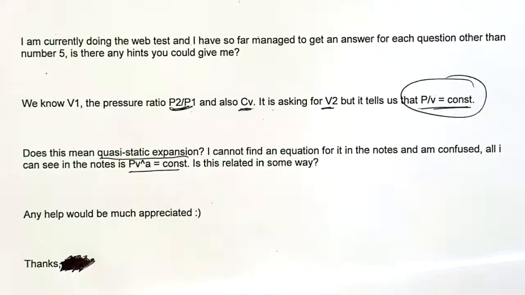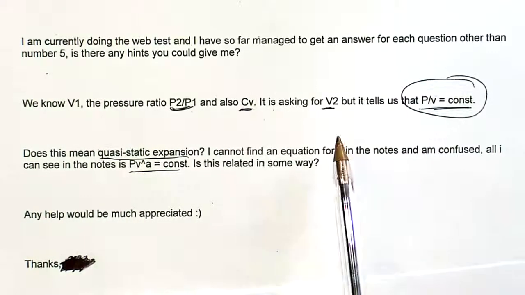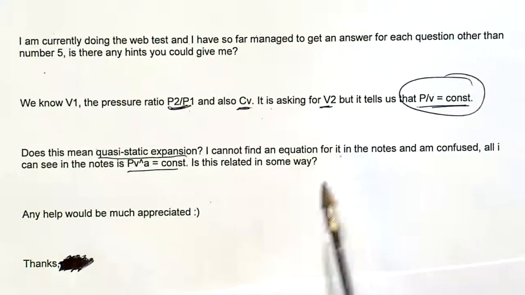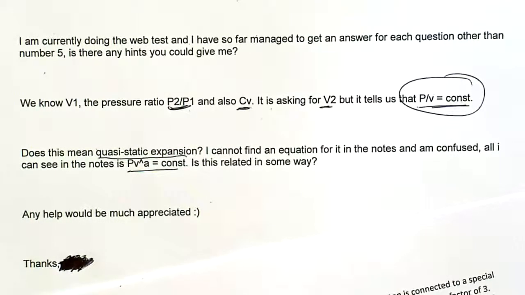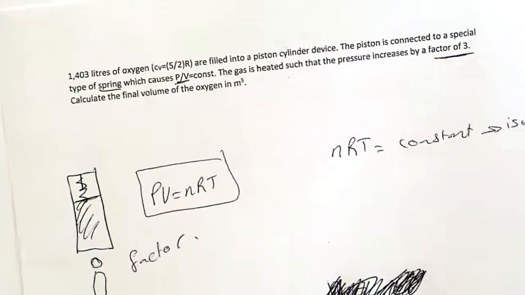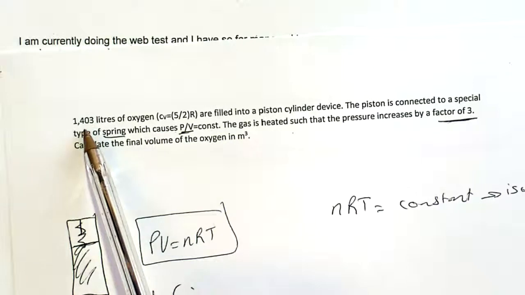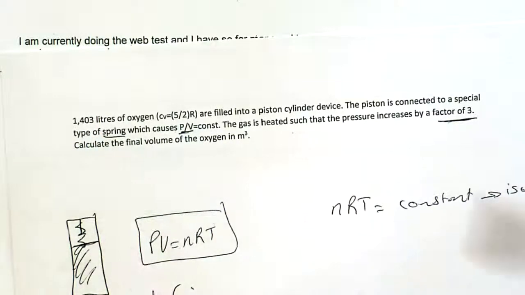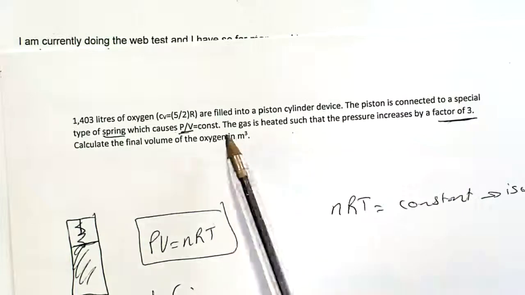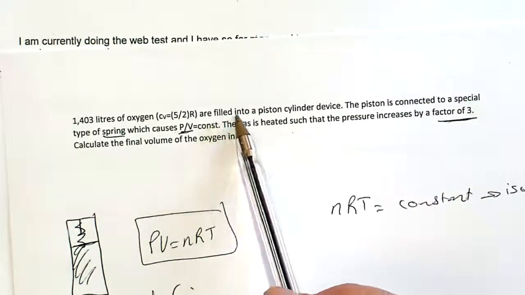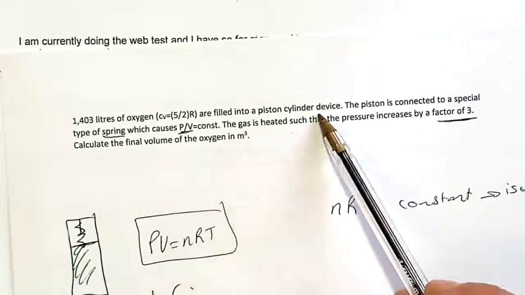Hi. I've received a question today about the web test question 5, asking how the increase in temperature affects the volume. So the question asks, if you have 1,403 liters of oxygen, or any number you have, because the numbers vary for different people, and this fills a piston cylinder.